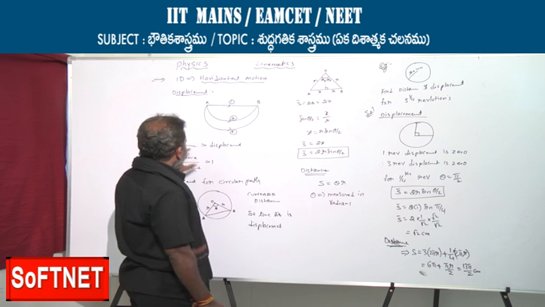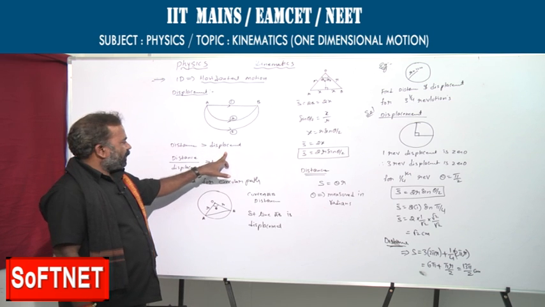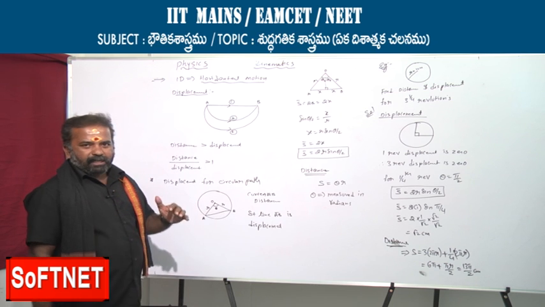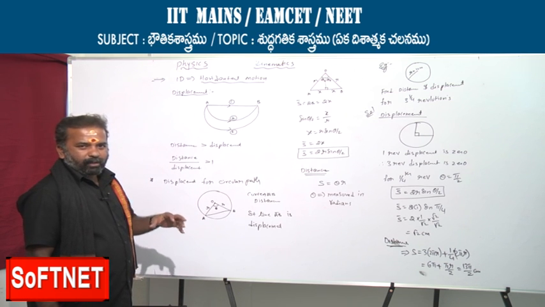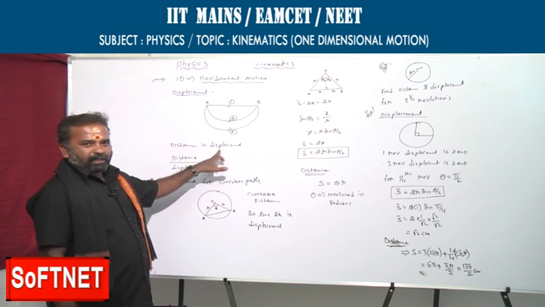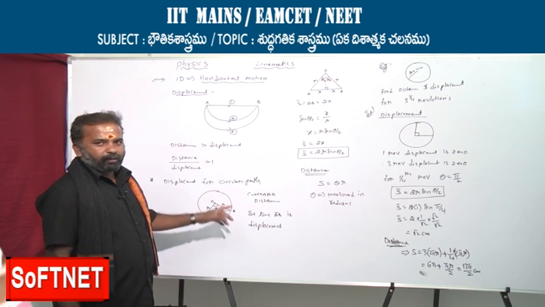So, distance is always greater than displacement for a body in motion. Distance can never be negative or 0 for a body in motion. It is always greater than 0. Displacement can be 0, positive or negative.